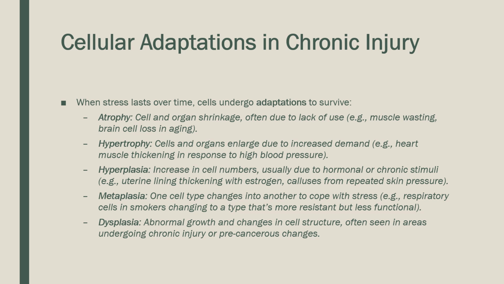Metaplasia is when one cell type changes into another to cope with stress. An example is respiratory cells in smokers changing to a type that is more resistant but less functional. And dysplasia is abnormal growth and changes in cell structure, often seen in areas undergoing chronic injury or precancerous changes.